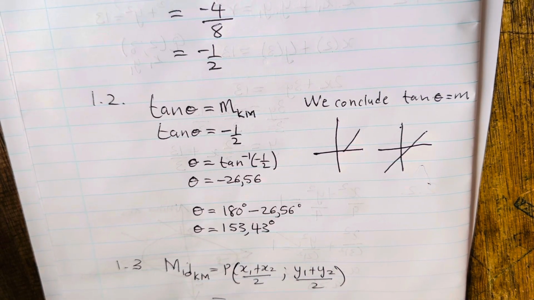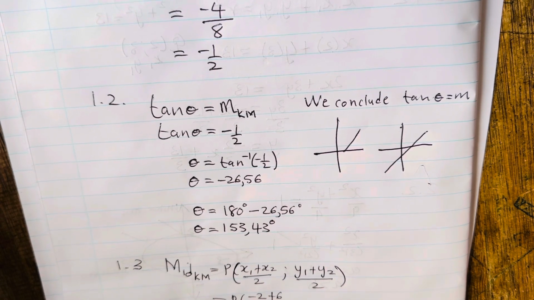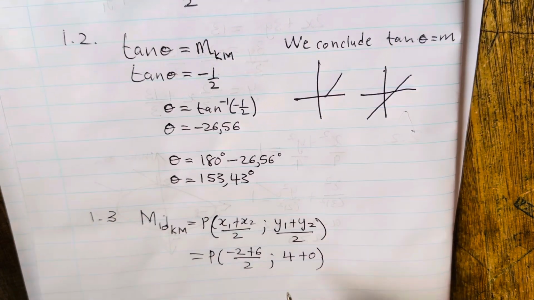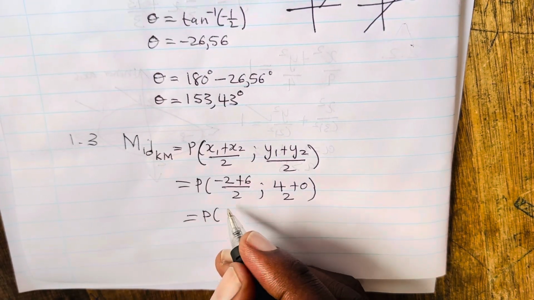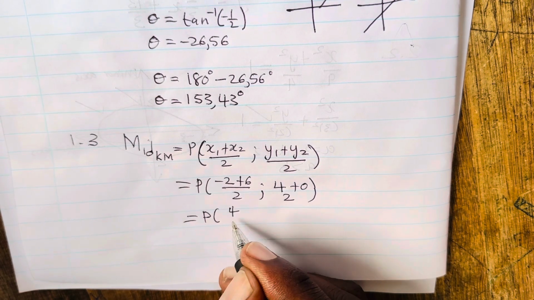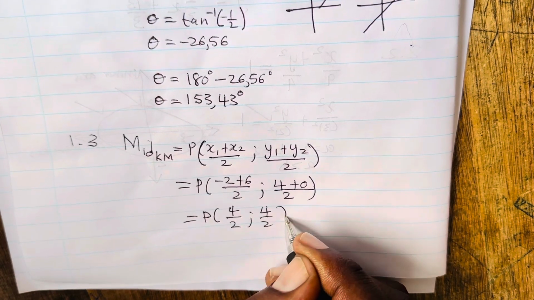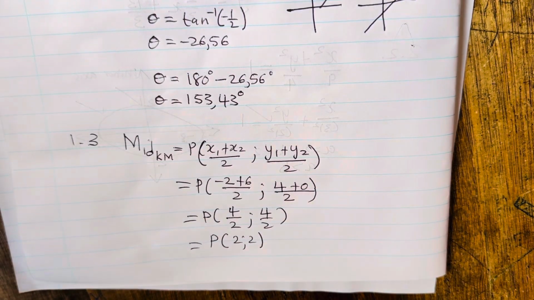What will be our x1 from the coordinates that we had? It will be -2 plus 6 all divided by 2, and 4 plus 0 all divided by 2. Then we're going to have our P: 4 divided by 2 and 4 divided by 2. So the coordinates of P will be 2 and 2 now. Thank you very much.